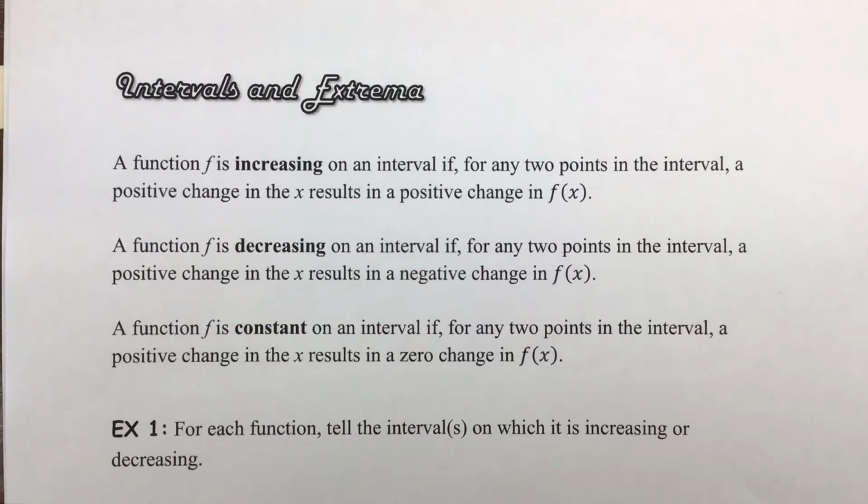A function can also be constant. It can be constant on an interval if for any 2 points in the interval, a positive change in the x results in 0 change in the f of x, 0 change in the output. If as we move to the right, we don't increase or decrease at all, we have 0 change, the function is constant. It is a flat line. It is a horizontal line.